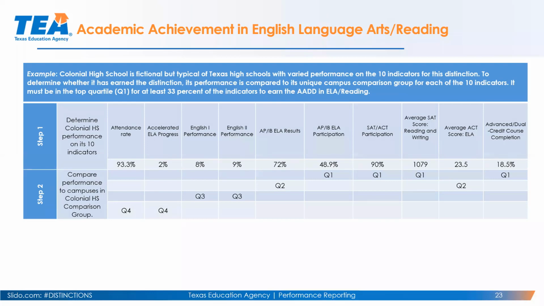For example, our attendance rate at our high school compared to others in our campus comparison group is in the fourth quartile, or Q1. Our English 1 performance at our high school at 8% is in the Q3, or third quartile, within the campus comparison group. Our average SAT score for reading and writing at 1079 is in the top quartile, Q1, within the campus comparison group.